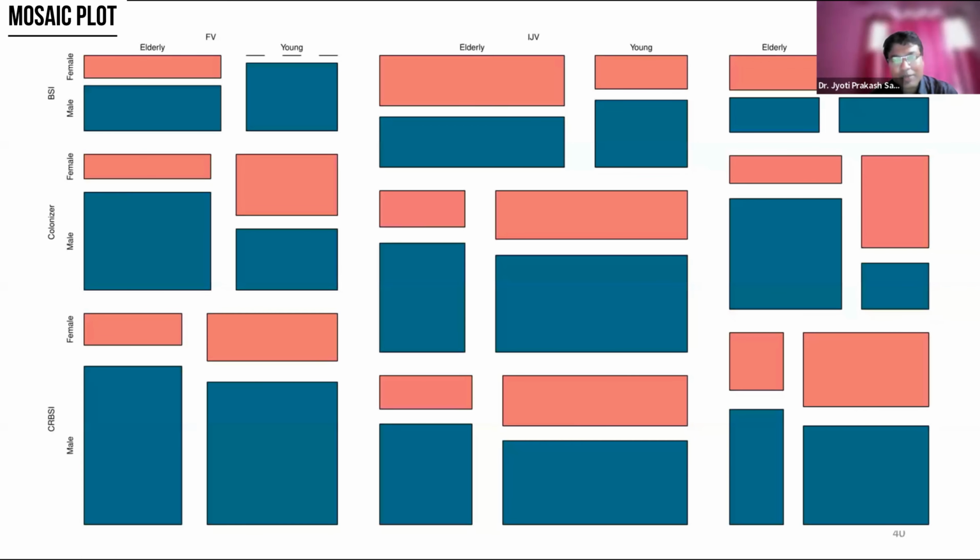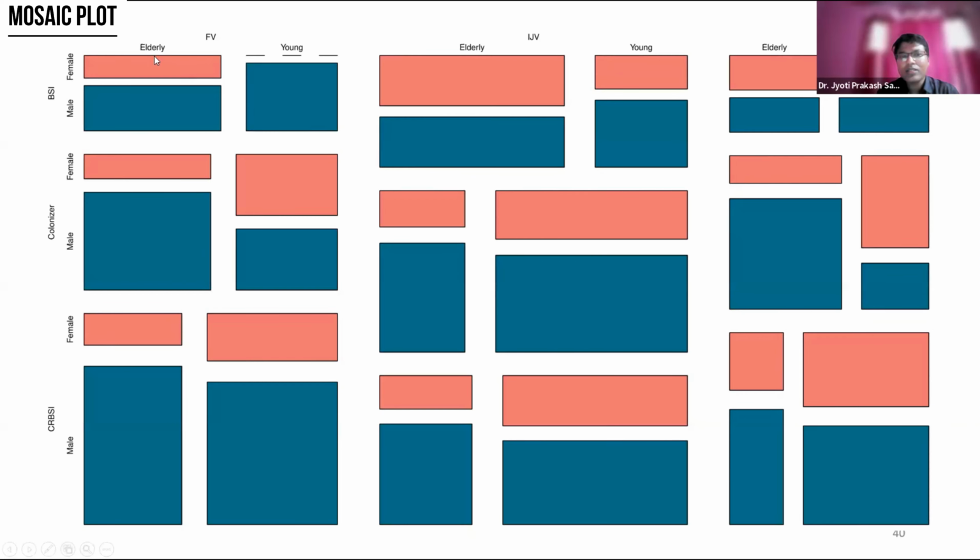So this is a mosaic plot. Like a Venn diagram, this also represents the distribution of the sample. This corresponds to the male participants. So just by looking at the figure, you can tell male participants were predominant, more in number, in this population.